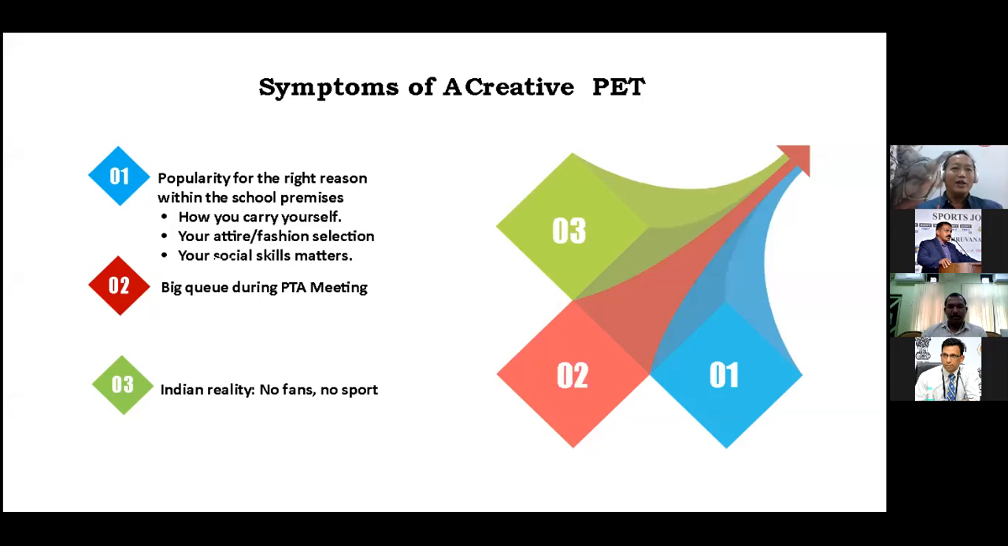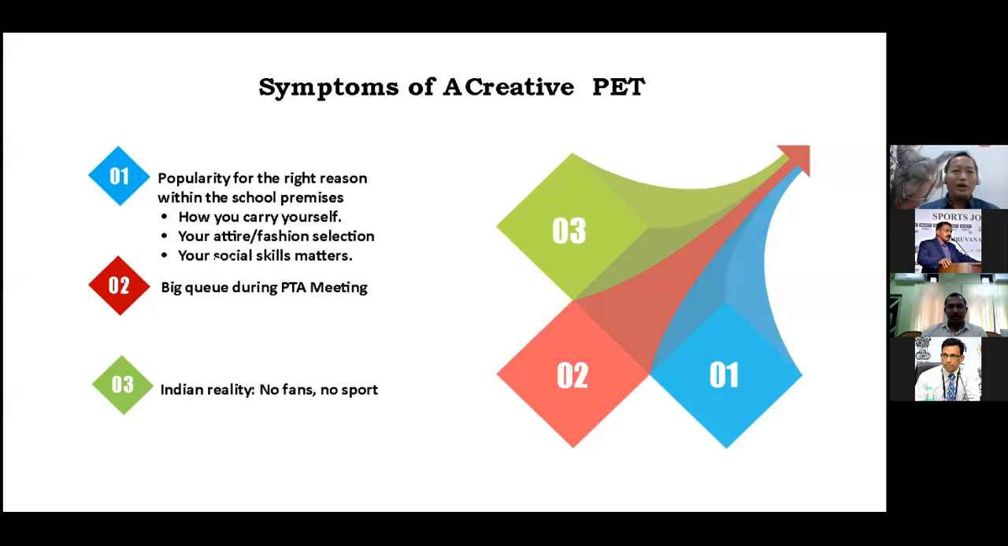And the second, I have listed your attire and fashion selection. This is so important because I have experienced it working as a physical education teacher. So many times we physical education teachers just restrict ourselves. We come to school dressed in sport dress, one tracksuit, and we hardly change. I did not say that we should keep on wearing formal dress all the time.